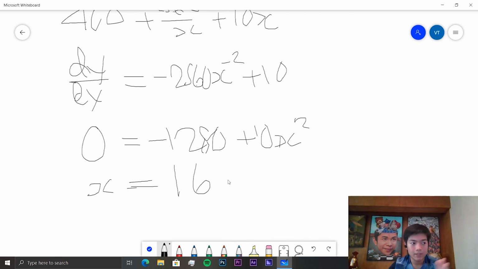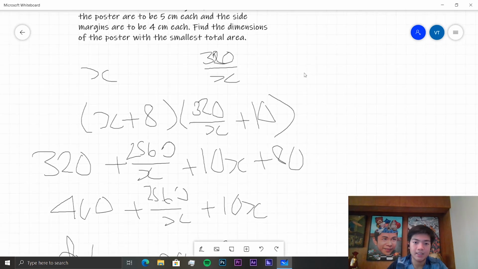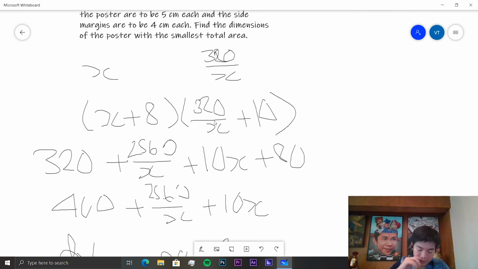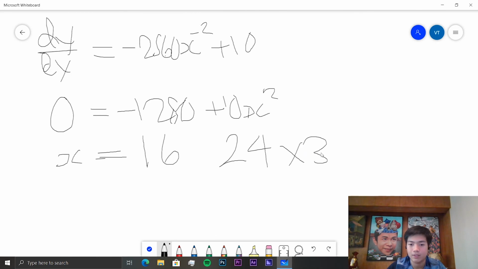So the total width of the poster is actually 24, since we add 8. Since x is 16, the total height is 320 over 16, which is 20, plus 10, so the height should be 30. So the poster should be 24 by 30.